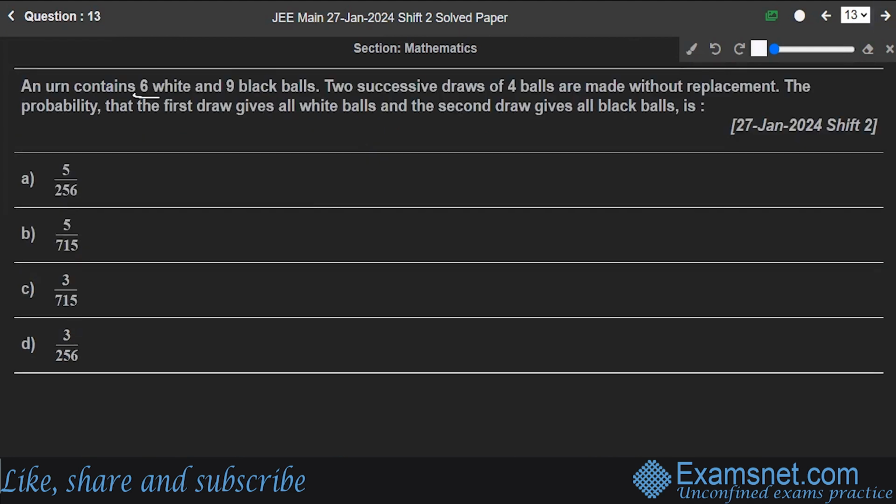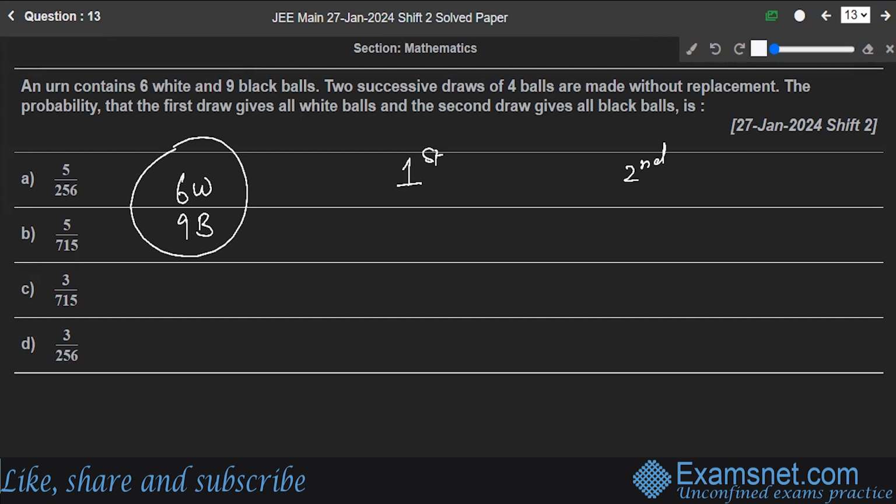An urn contains 6 white and 9 black balls. 2 successive draws of 4 balls are made without replacement. The probability that the first draw gives all white and the second draw gives all black balls is. Very easy question actually. This is containing your 6 white and 9 black balls. You are having 2 draws, first and second draw. In both of the draws, 4 balls are withdrawn without replacement.